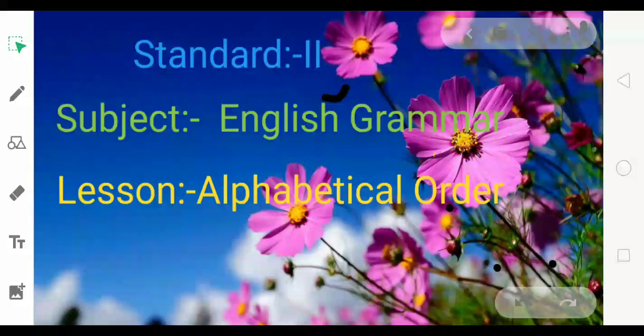In the last lesson we have learned about the English alphabet. In that lesson we have learned capital and small letters, their position before and after. Now today we will learn about a new lesson, alphabetical order. What is the name of the lesson? Alphabetical order.